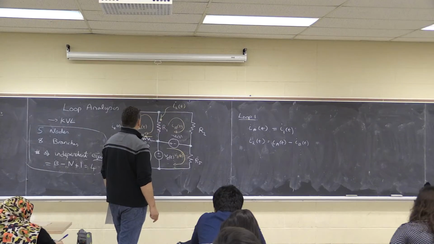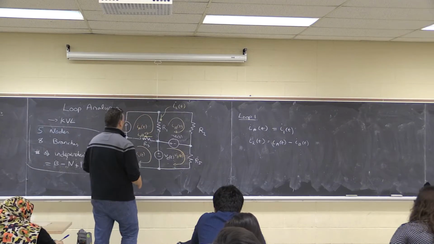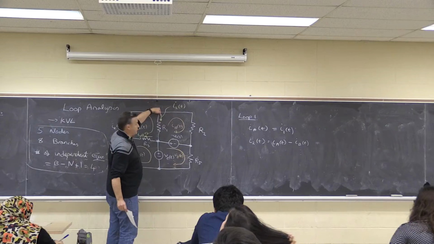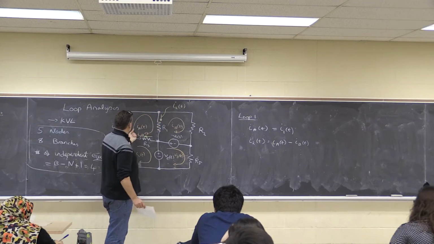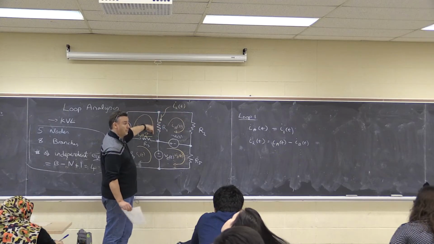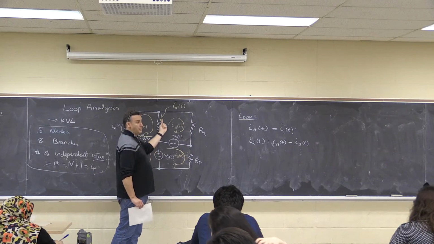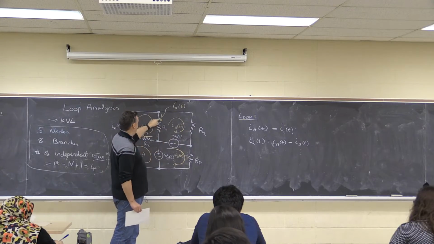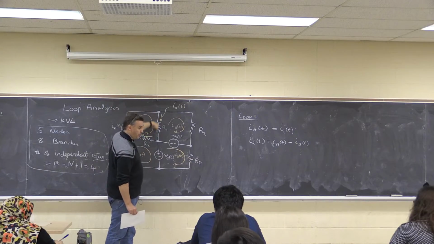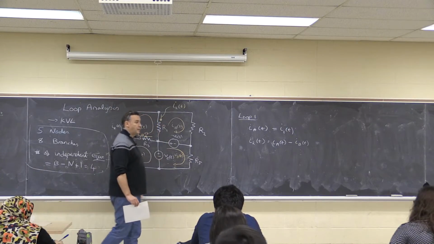Why isn't it IB minus IA? So I2 is going this direction. I of A is going the same direction. I of B is going the opposite direction. So the value of this current must be this one minus the one that's going in the other direction.